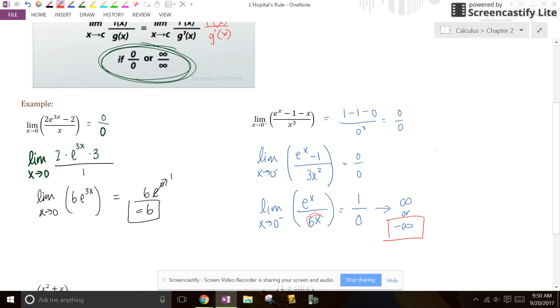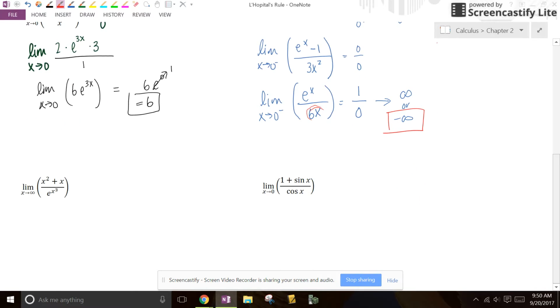Again, graph it. And I bet as this graph approaches 0 from the left-hand side, I bet it shoots straight down. Actually, I know it does. So not as exciting as I thought. All right, let's keep going. L'Hopital, we're having way too much fun.